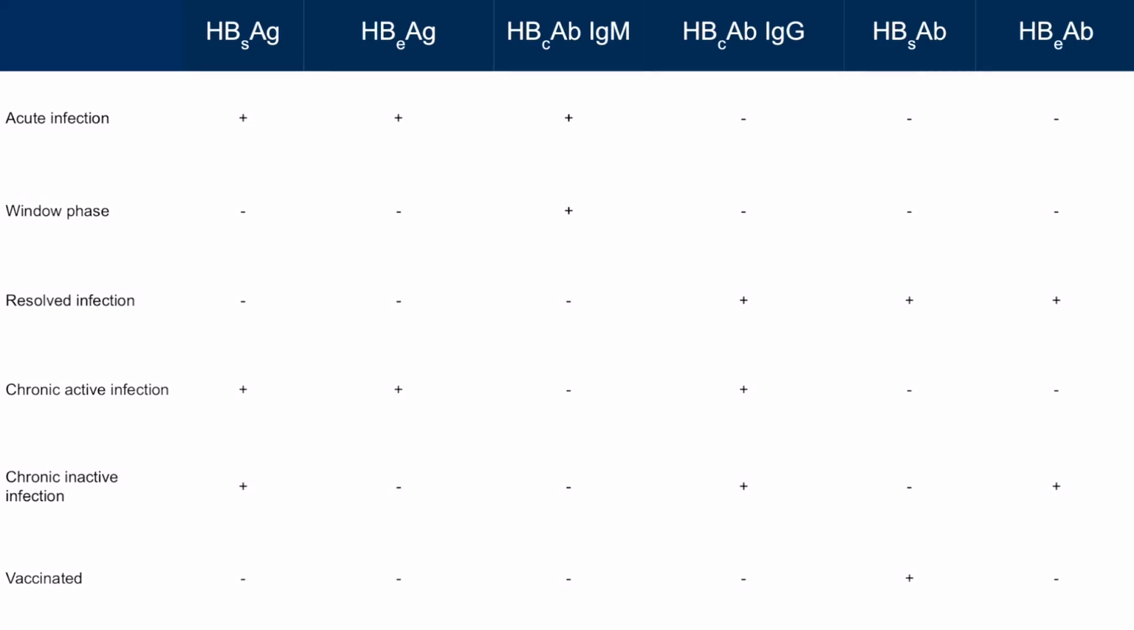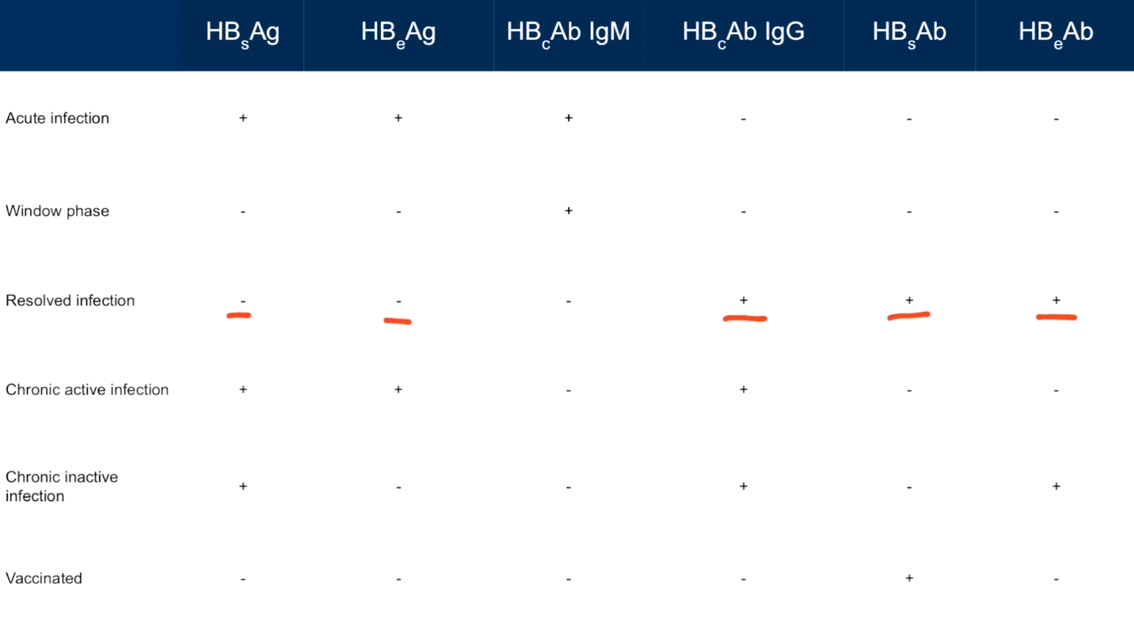If the infection gets resolved, the markers of viral presence, meaning the antigens, disappear, while the markers of immunity, the HB surface antibody, appear. IgM has now been replaced by IgG core antibody, and you may also see HBe antibody positivity. So we highlighted the significance of HB core IgM antibody as a marker of acute infection, which is true even in the apparent absence of HB surface antigen.